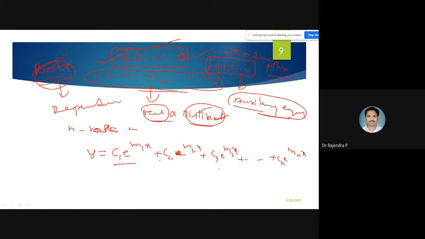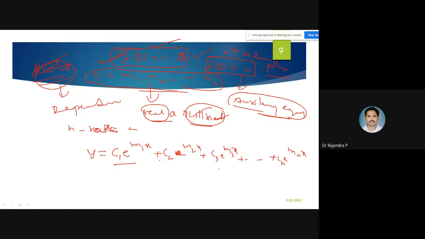And we may have a doubt about how we got this solution. Are you following? Does anybody have a doubt about how we got these n roots, and why we should take the solution in this form only?